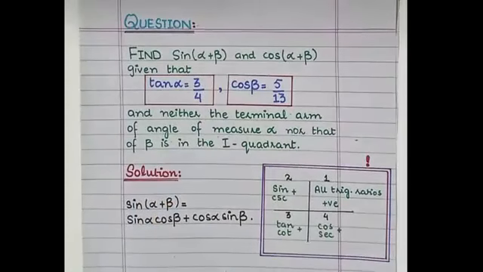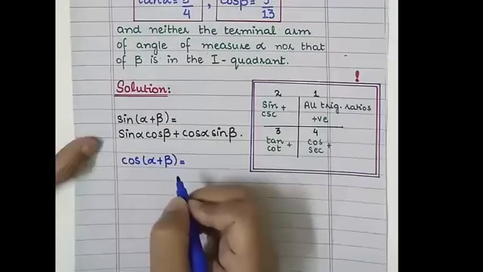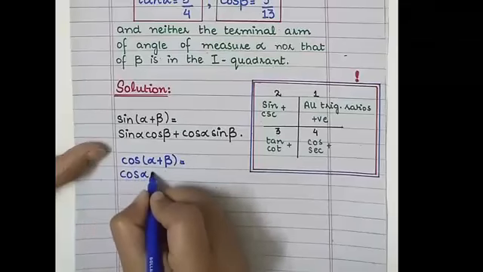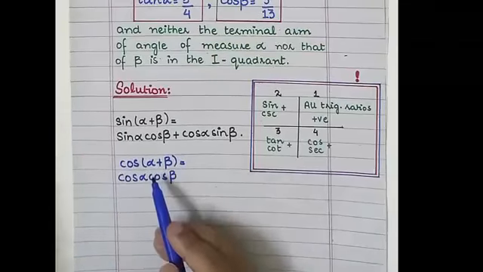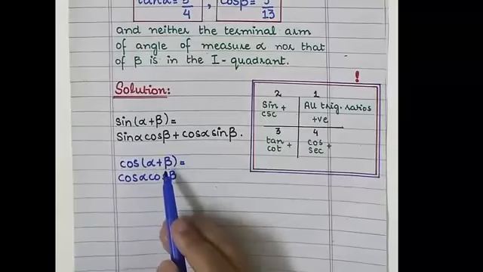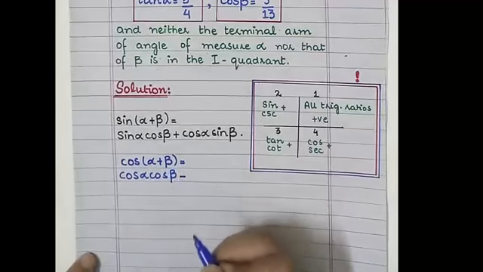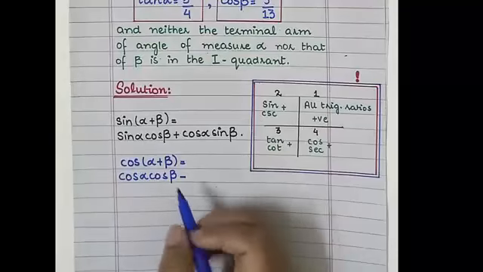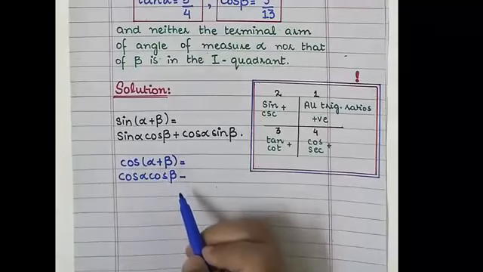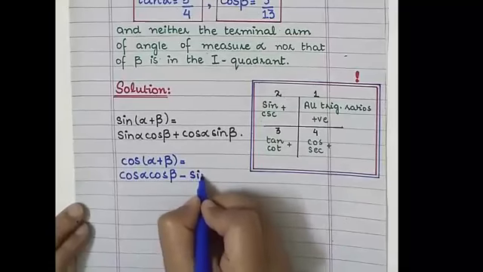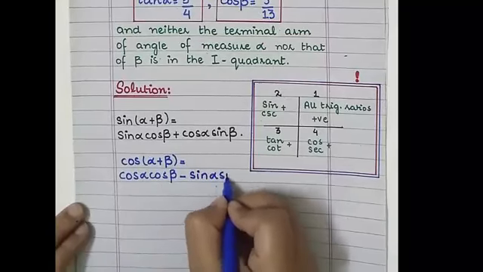Now to find the formula of cos(alpha + beta), we have the formula cos alpha cos beta. In the formula of cos(alpha + beta), we take the opposite sign. If the formula is for cos(alpha + beta), we take the negative sign. And if we have the formula for cos(alpha - beta), we take a positive sign, right? And then we have sin alpha sin beta.